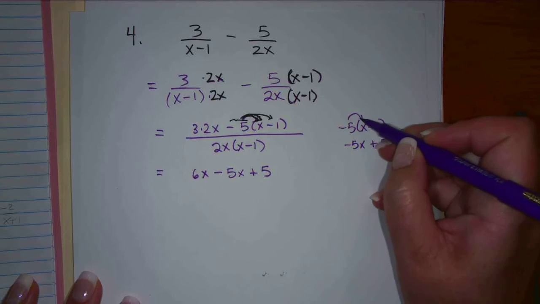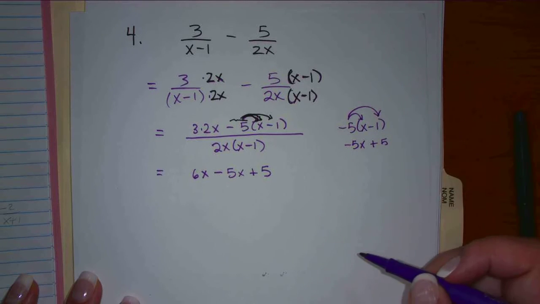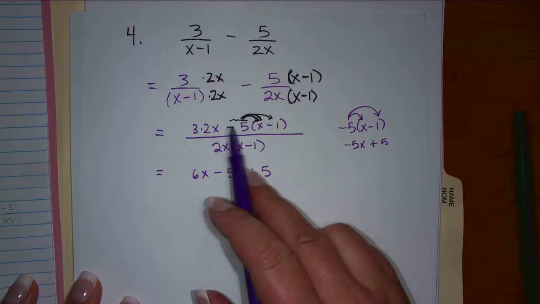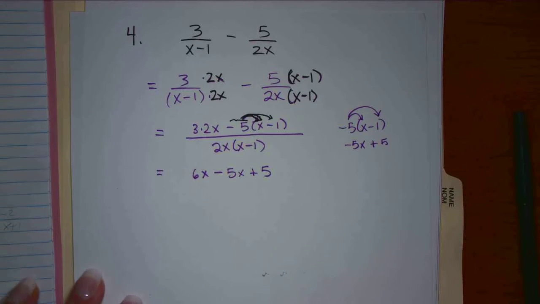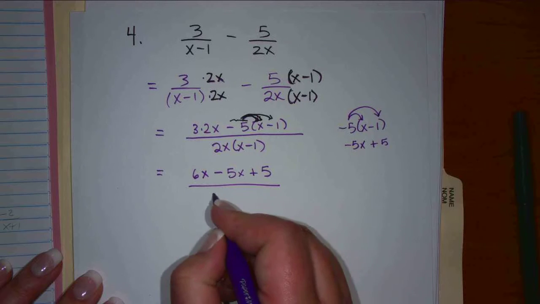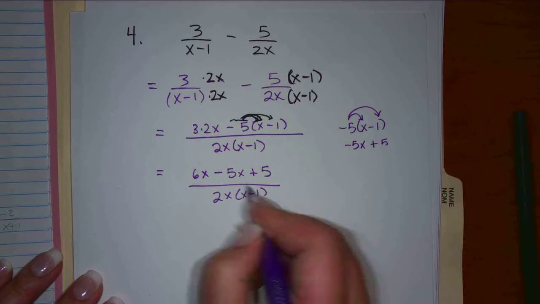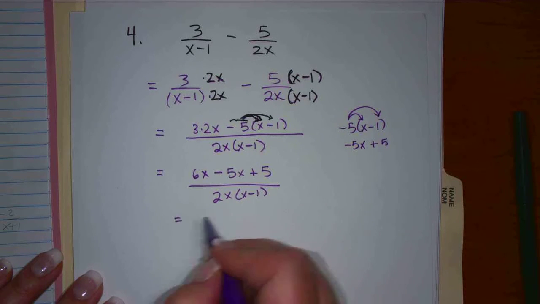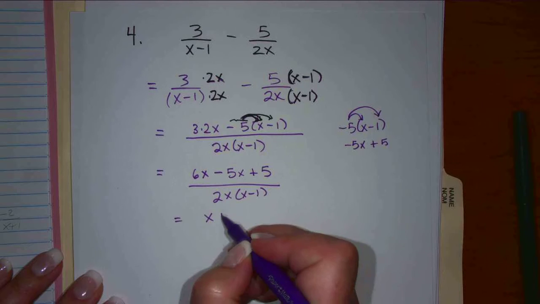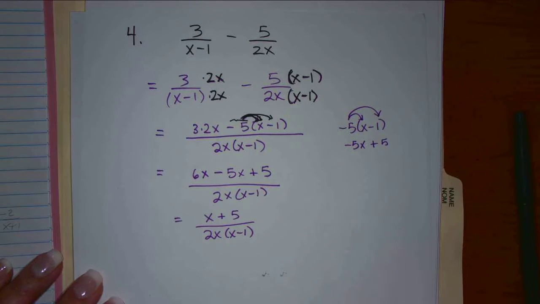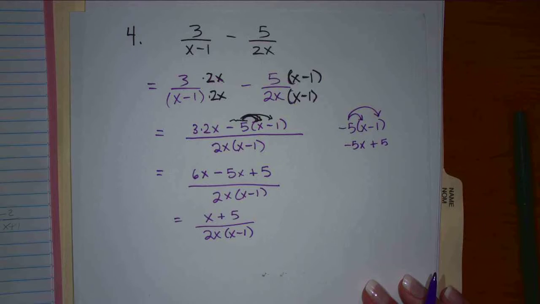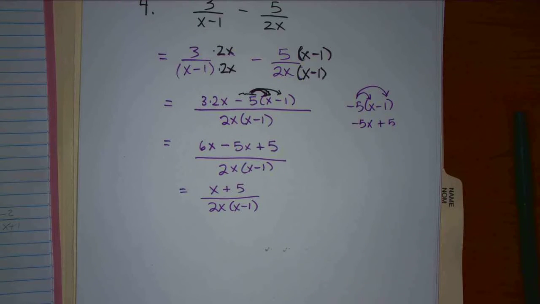That minus goes into both. If you left the minus out front, you'd still have to switch both signs. So if you do it at the same time, then you don't have to do that. All right, 6x minus 5x is just x, 1x, plus 5. And that would be the answer.